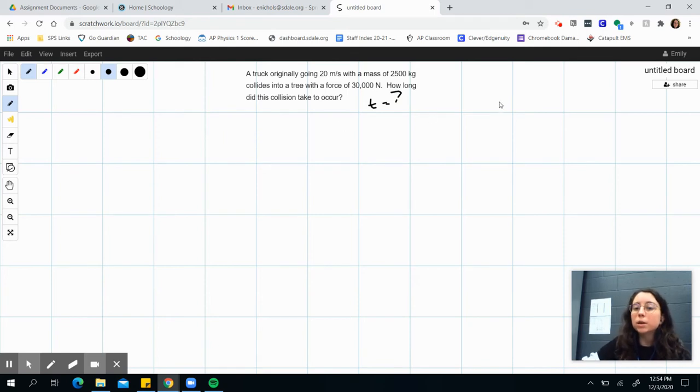And things that we're going to need to remember is that force times time is the same thing as your impulse, but also impulse is your change in momentum. Okay, so I'm going to use an if chart to help me solve this.